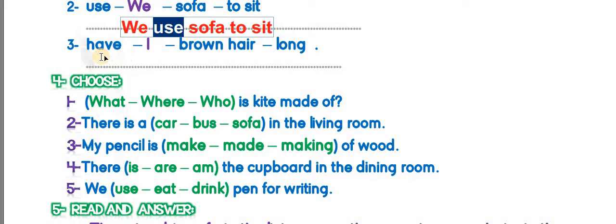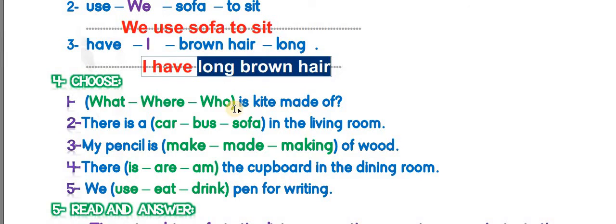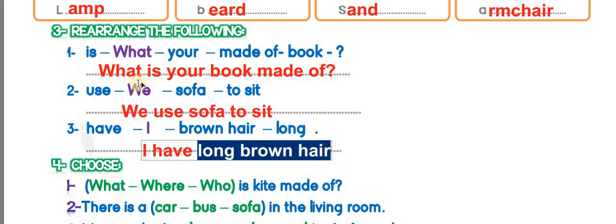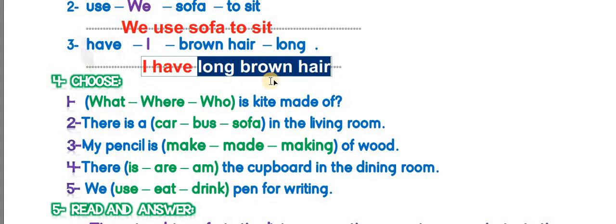I have long brown hair. أنا عندي شعر طويل بني. I have long brown hair. تاني. What is your book made of? كتابك مصنوع من ايه؟ We use sofa to sit. نستخدم السوفا عشان نقعد. I have long brown hair.